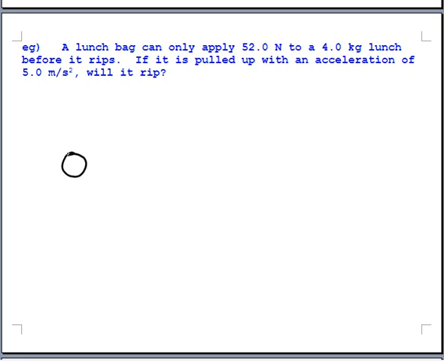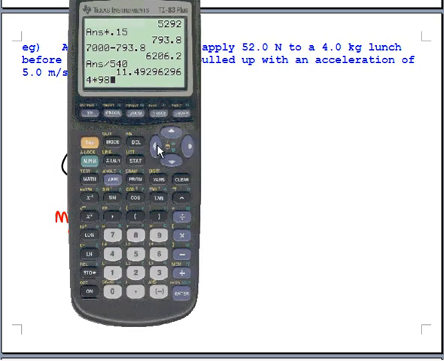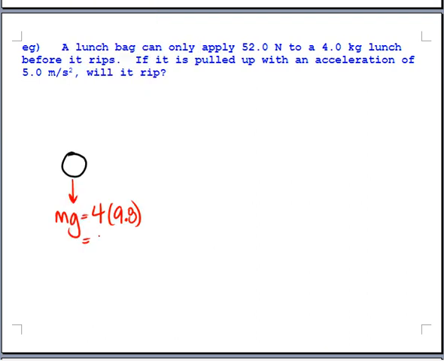So in this case, what forces are acting on the bag, or your lunch in the bag? We could say, hey, gravity's going to pull down on the bag, m times g. And we know this is a 4 kilogram lunch. So 4 times 9.8, 39.2 newtons of force pulling down.